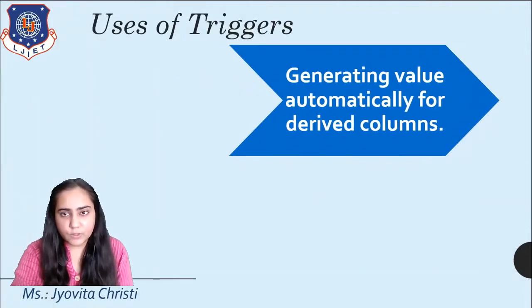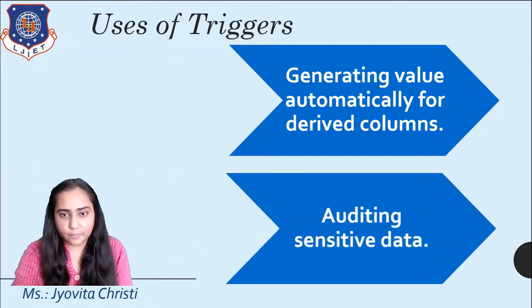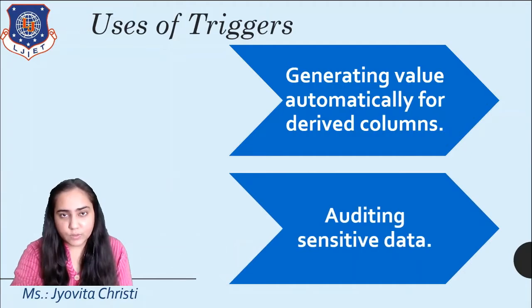Triggers are also used to generate value automatically for derived columns. For example, you might have a column in your table which is date of birth, and using that you would want to calculate the age of a person and store it in another column. This can be done using a trigger without having to insert age separately. You can actually calculate it from another column. Trigger is also used for auditing sensitive data.